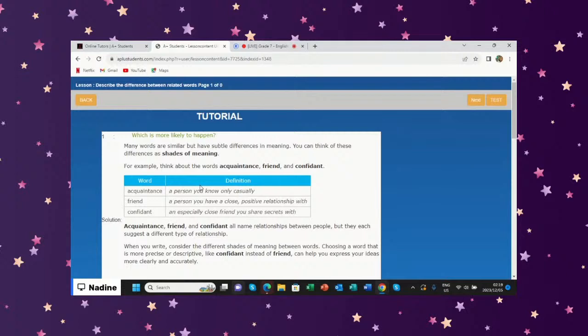And then you have your confidant, right? Which is an especially close friend that you have an extremely positive relationship with and that you can share all of your secrets with, which means that you trust this person.